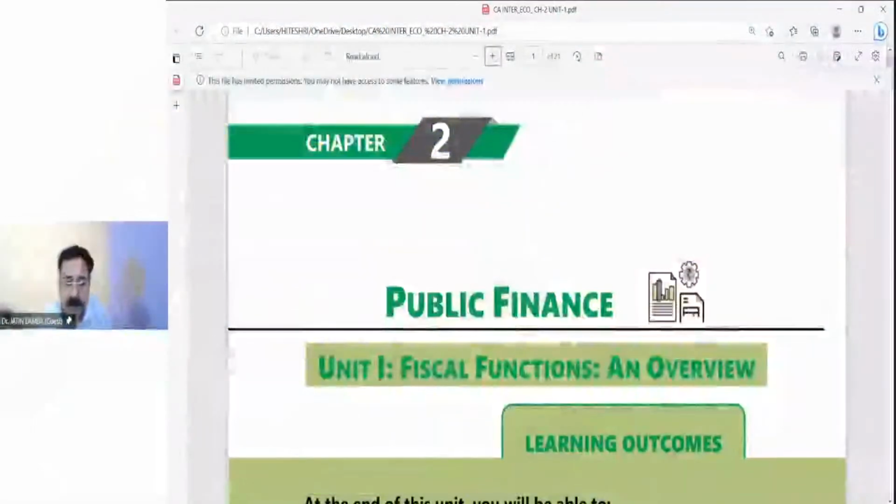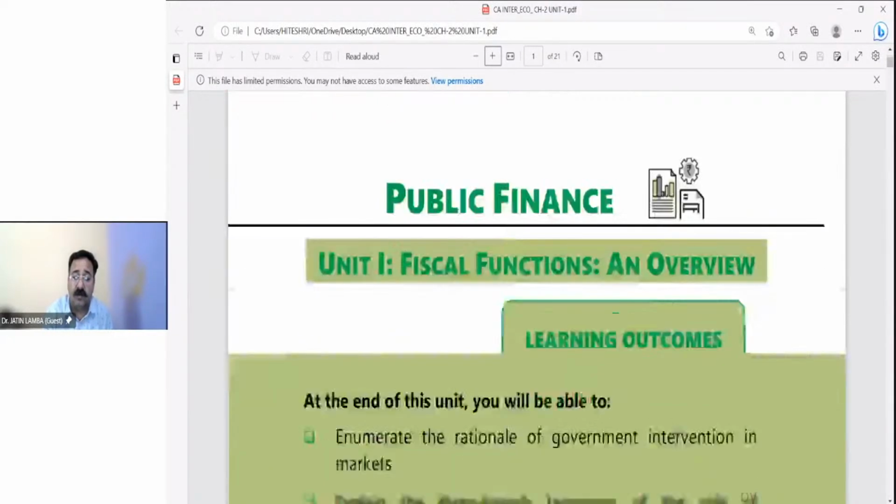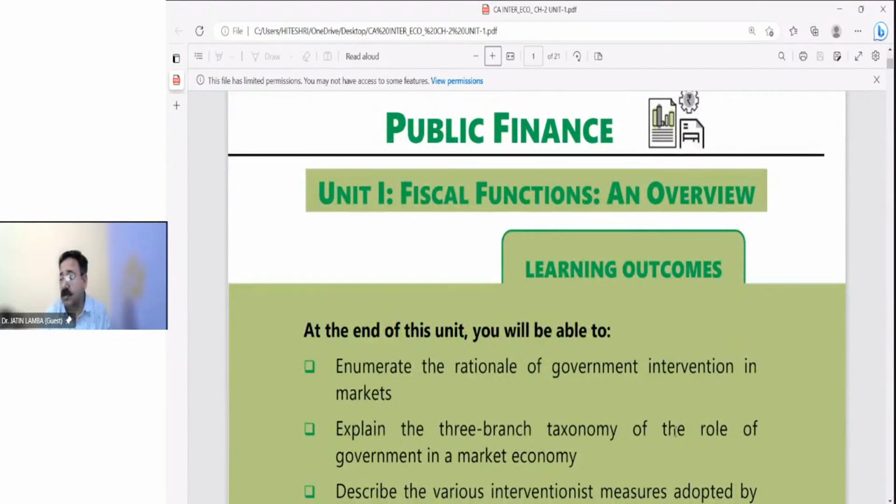Okay, so welcome back, students. Now we are going to start our chapter number 2, that is public finance. And in chapter 2, we are going to start today unit 1, that is fiscal function and overview. First of all, you must learn what is the meaning of public finance.